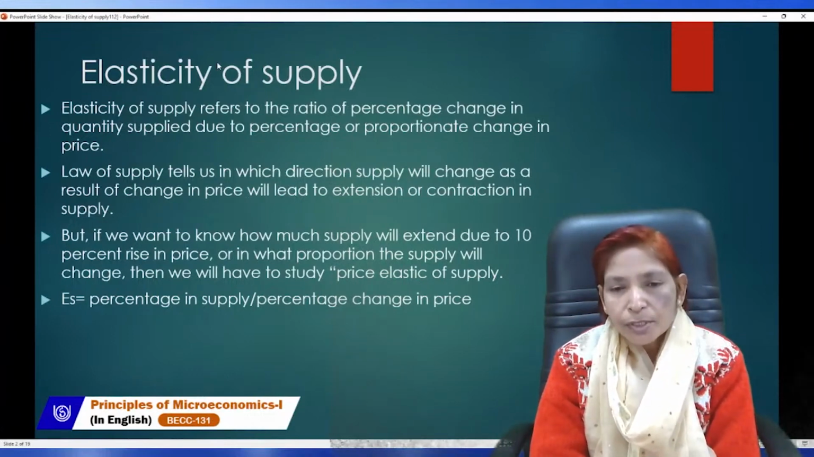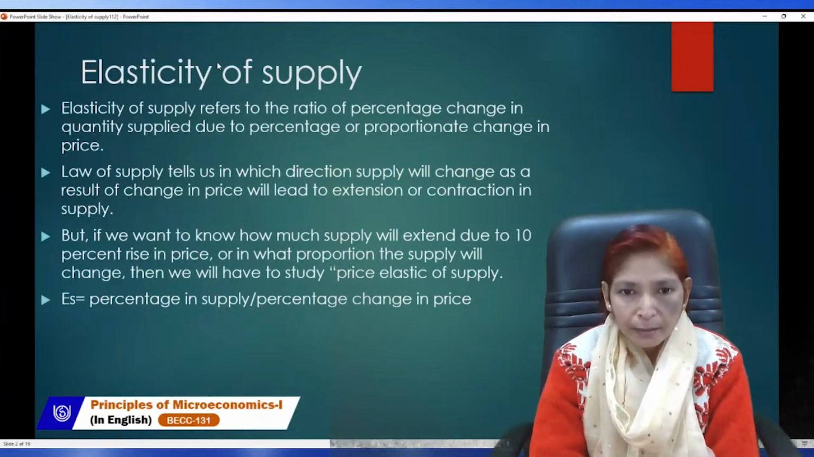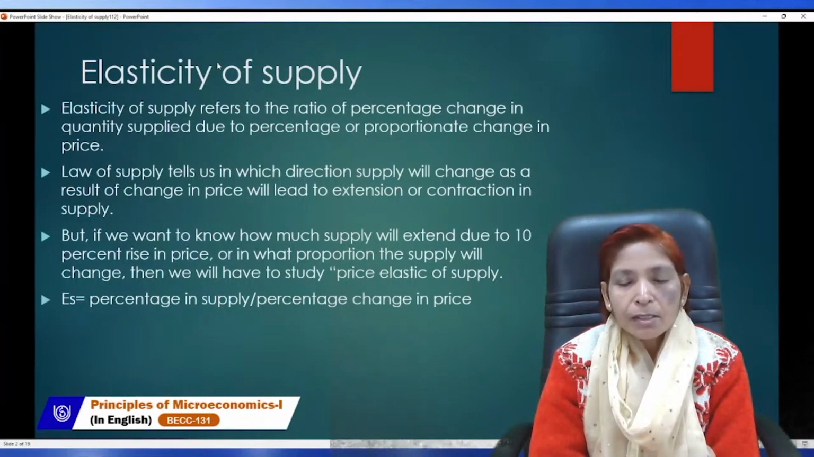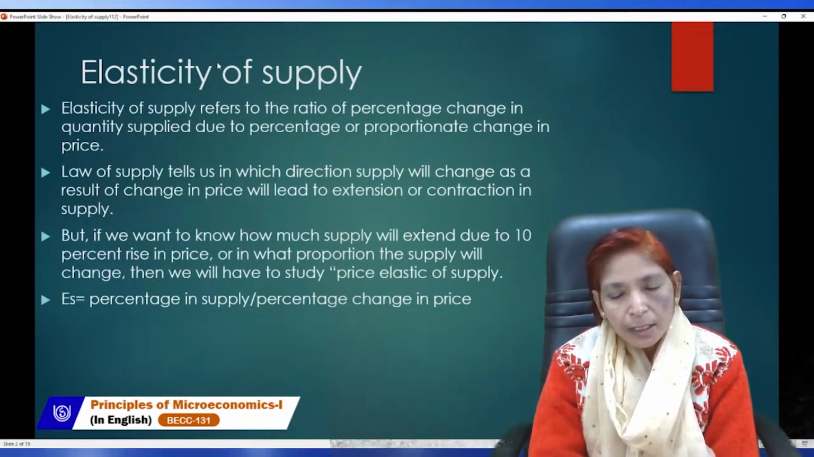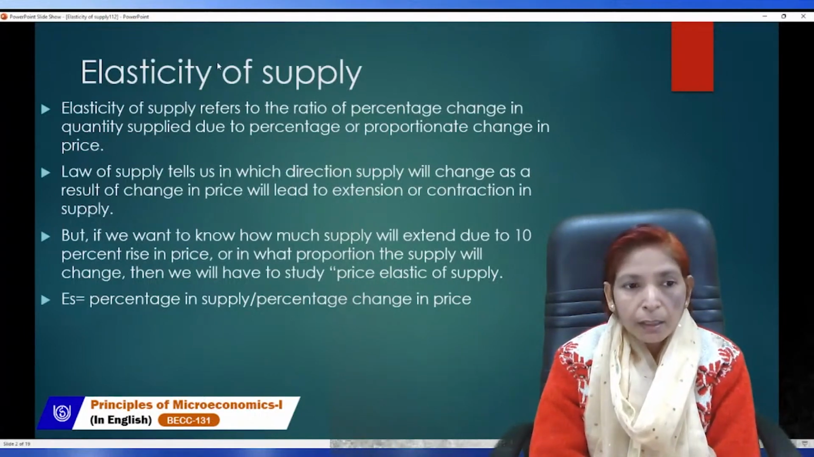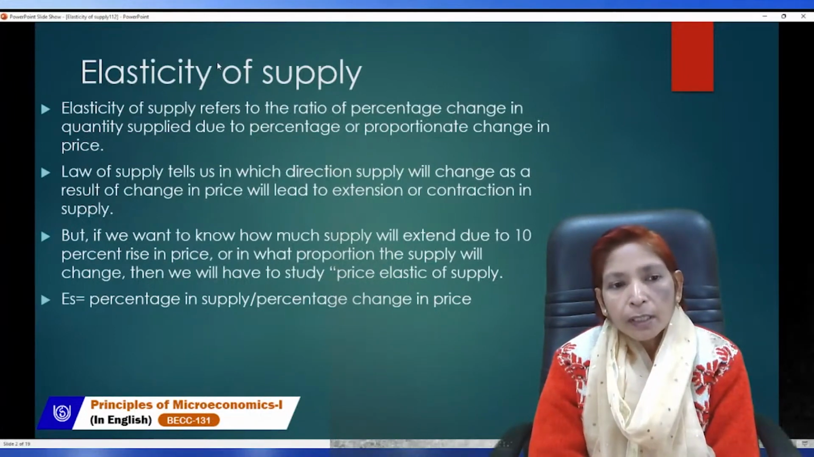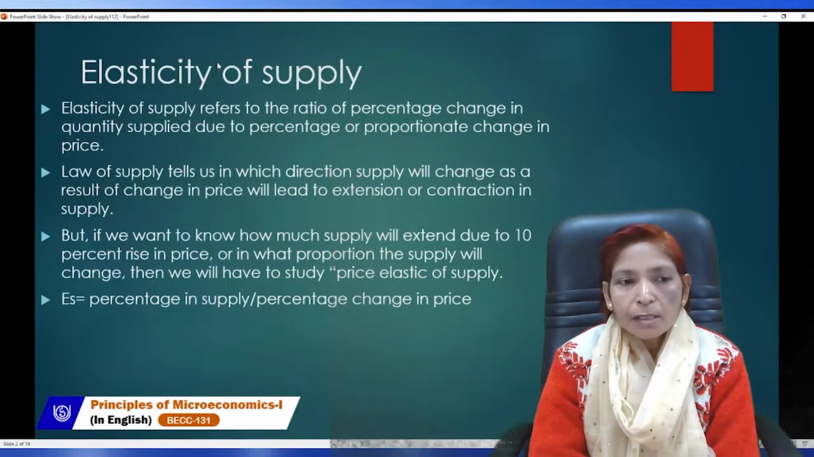As you know, there is a positive or direct relationship between price and quantity supplied. Due to a rise in price, supply will rise. It is called extension of supply. When price falls, supply also falls. It is called contraction in supply. But if we want to know how much supply will extend due to a 10% rise in price, or in what proportion the supply will change, then we will have to study price elasticity of supply.